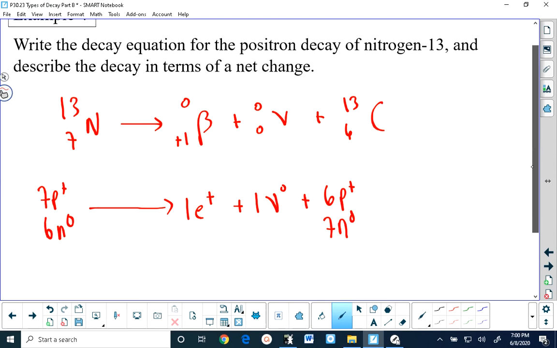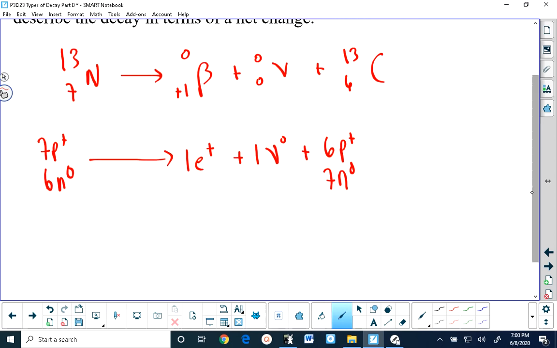And when you compare what we have on the left to what we have on the right, we have lost a proton. One of these protons changed into an electron that's positive, which is called a positron, a neutrino, and now on the other side we have an extra neutron. So this is the net change that's occurring when positron decay happens.